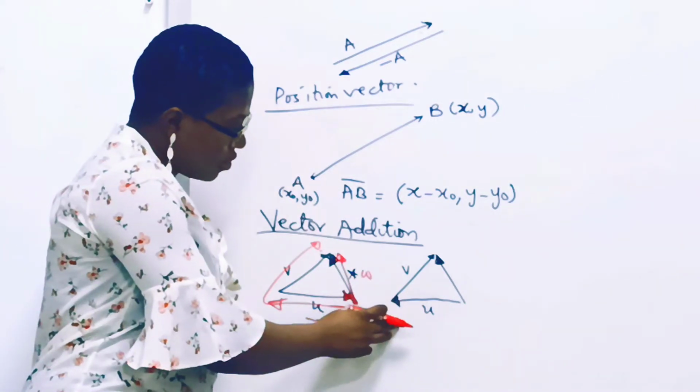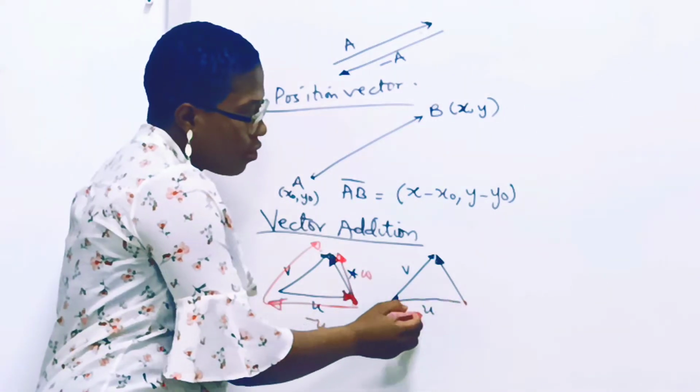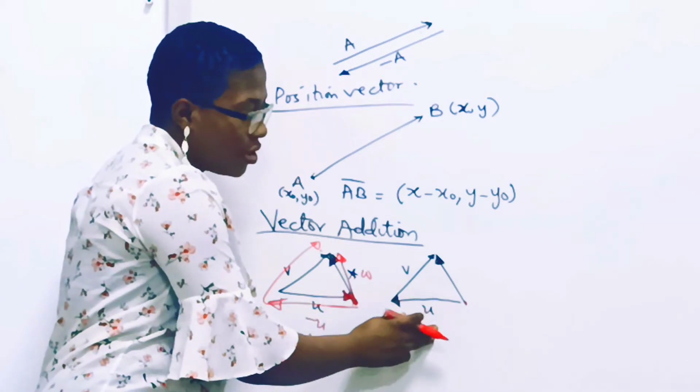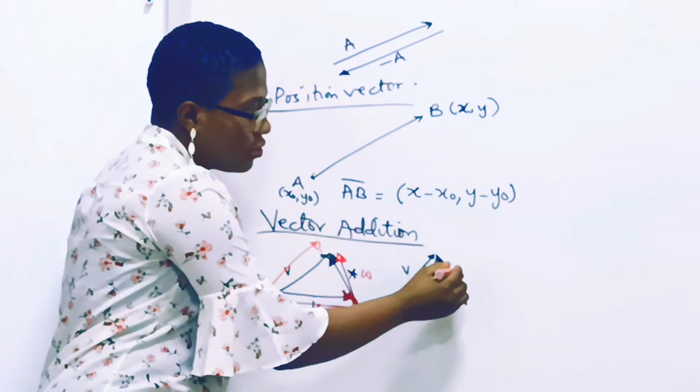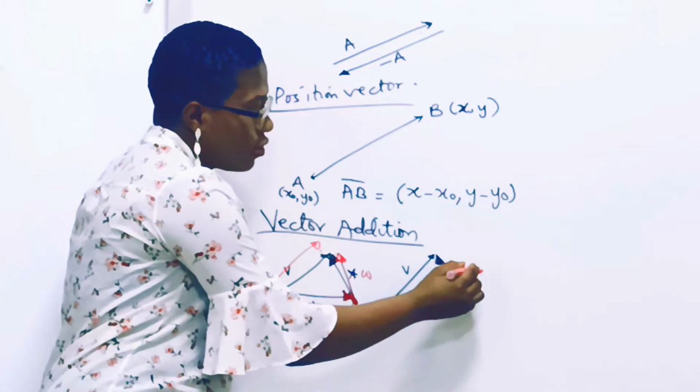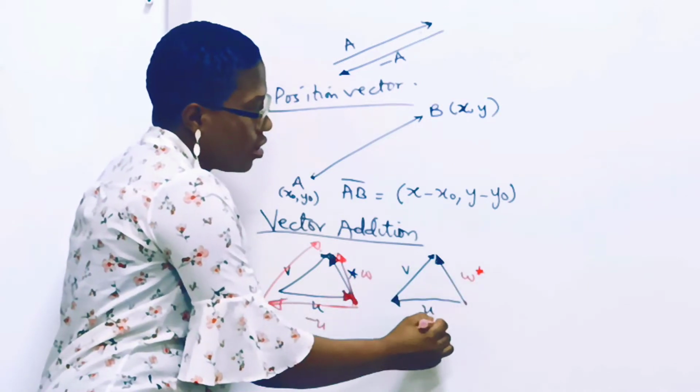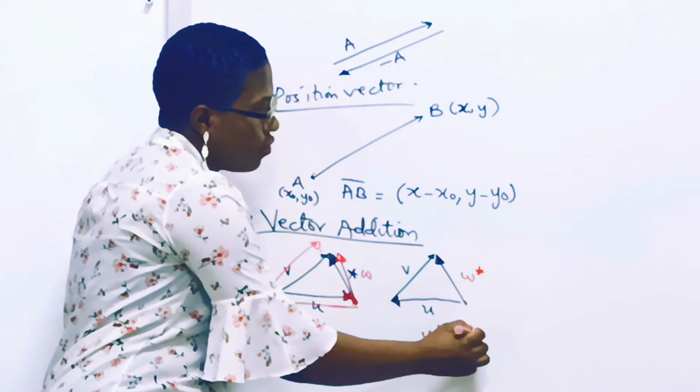For this place, we are starting from here. We are going this way. We have U remaining the same, and we are going up here. So this W here, let's call it W star. W star is equal to U plus V.